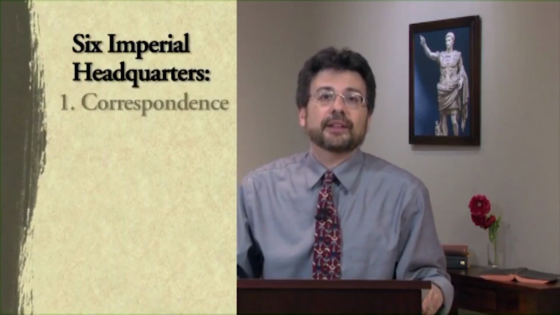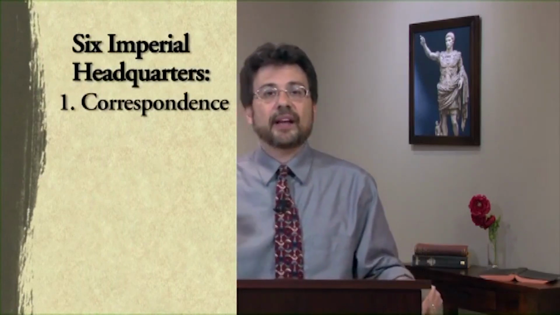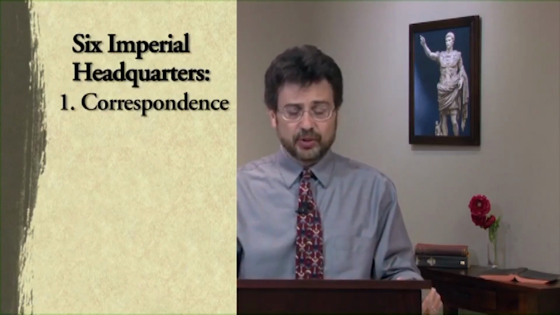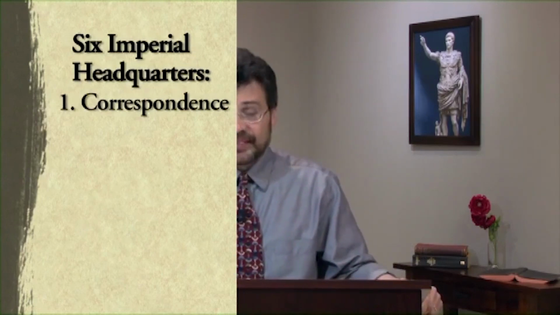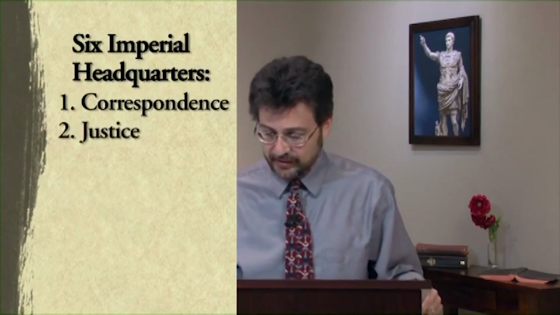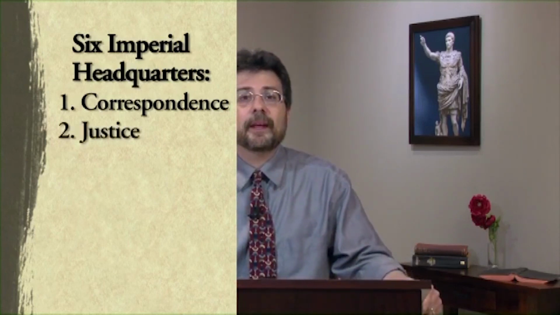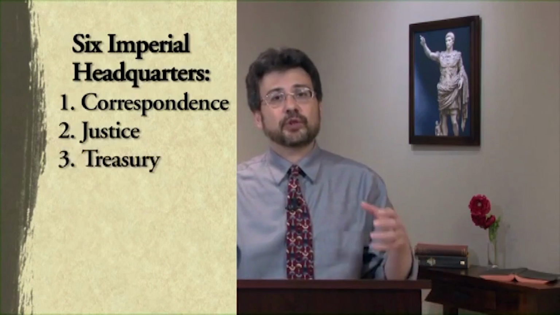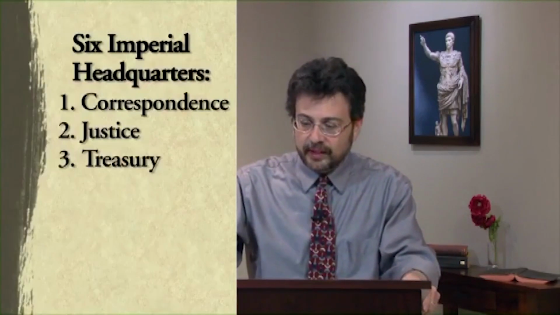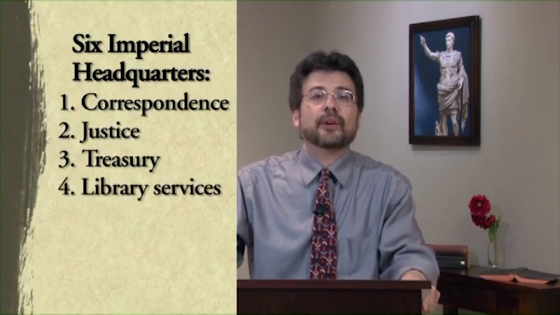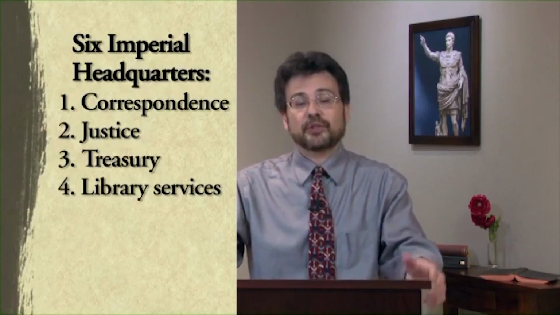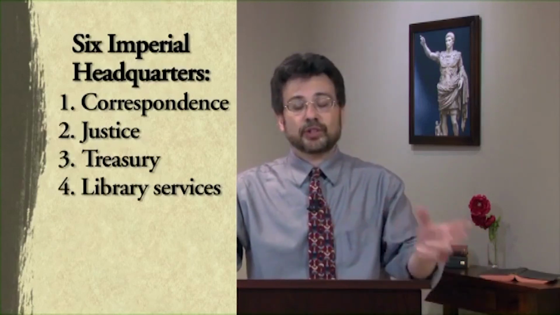One, correspondence. Basically a way of getting orders out, getting information back, answering questions and answers back and forth. The second, an ultimate, dare I say supreme, court of justice. Third, a treasury, a central place to receive taxes and to dispense. Fourth, library services. Now, not library services like you're checking books out. Library services like you're keeping an archive. So the correspondence and the library services worked closely together.